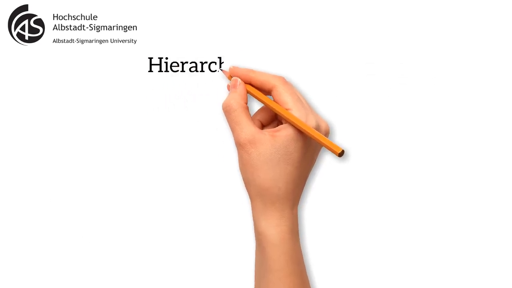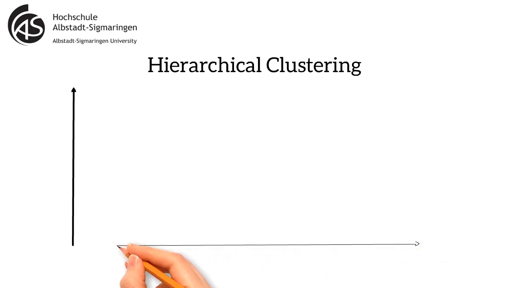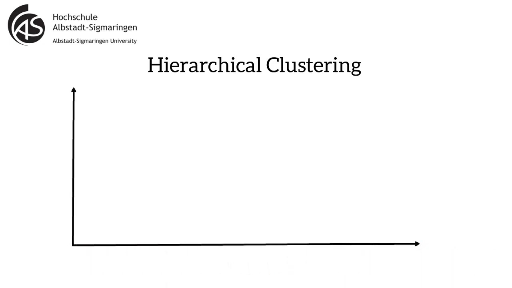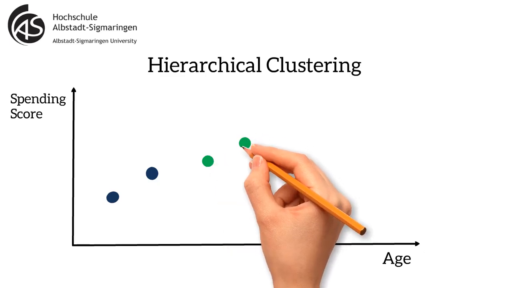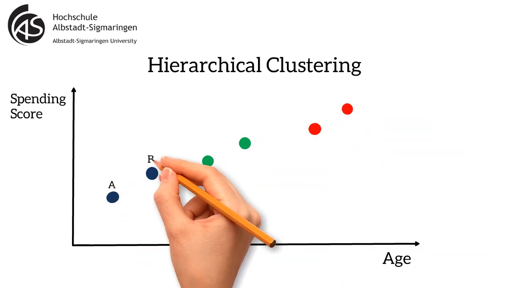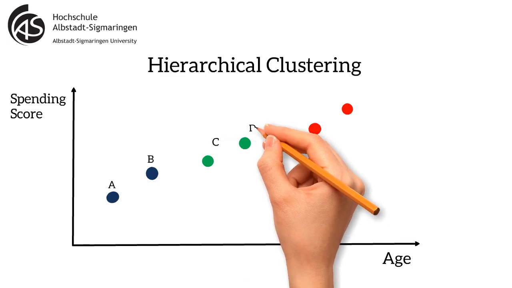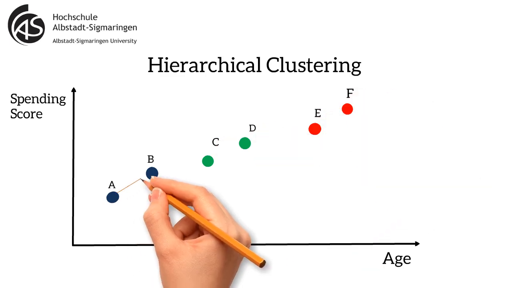To understand agglomerative hierarchical clustering, let us use a tiny example with just 6 data points. Think of each point as a customer and the 2 axes as age and spending score, but we will keep things abstract so the picture is simple. We are going to run the algorithm by hand, step by step, so you can see exactly what it is doing.